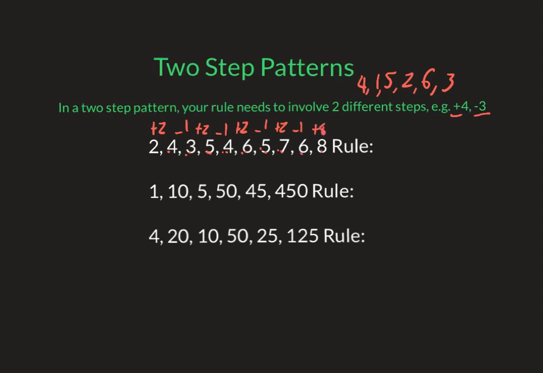So we can see here the two-step pattern. Plus 2, take away 1, plus 2, take away 1, plus 2, take away 1, plus 2, take away 1. We want to make sure that that was going to be the right one. So my rule, two-step pattern, would be plus 2, take away 1. That means that someone who's coming in, if they knew that was the rule, they could continue that pattern on.